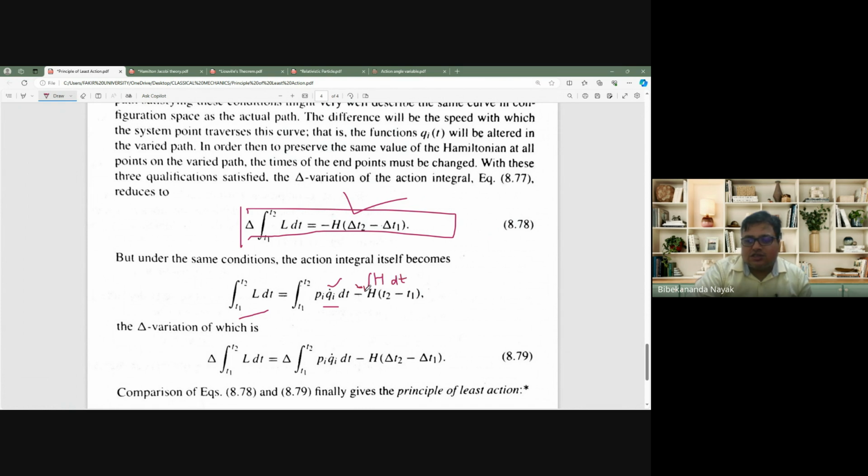Since h does not contain t, h is a constant, so we get h into dt from t2 minus t1. Because L is equal to pi qi dot minus h, we integrate it with t: pi qi dot dt minus h integrated gives h times t2 minus t1. Now taking the variation, delta of L dt will be delta of pi qi dot dt minus h delta t2 minus delta t1.